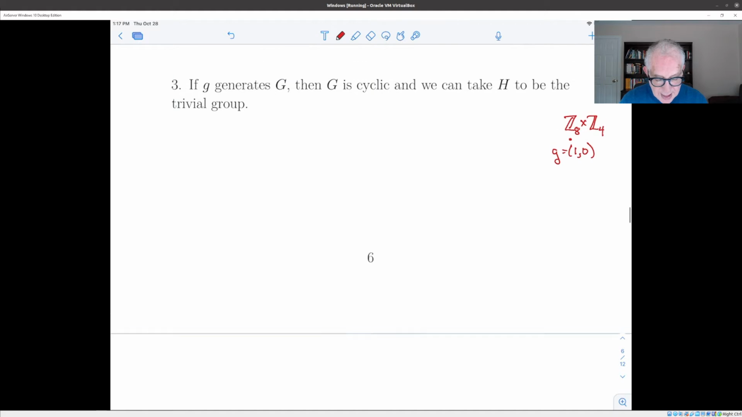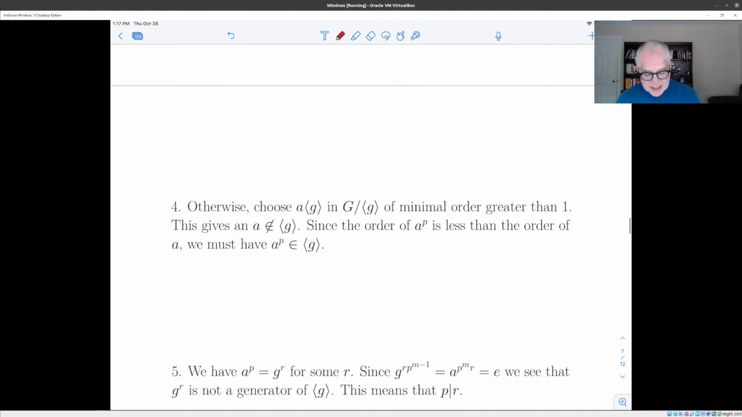So we're assuming it's not cyclic. So since it's not cyclic, this is a typo here. We look at the quotient group, G mod the cyclic group generated by this element G. And in this case, we take an element of minimal order bigger than 1.